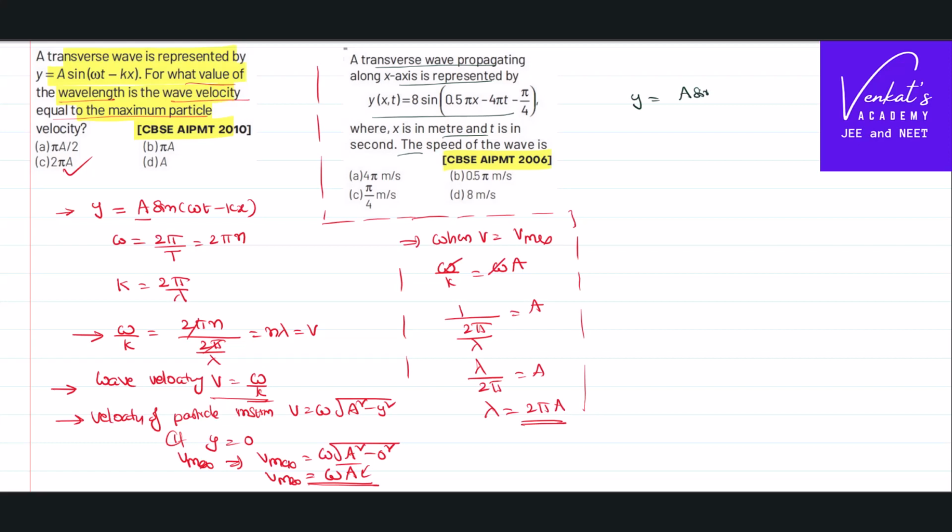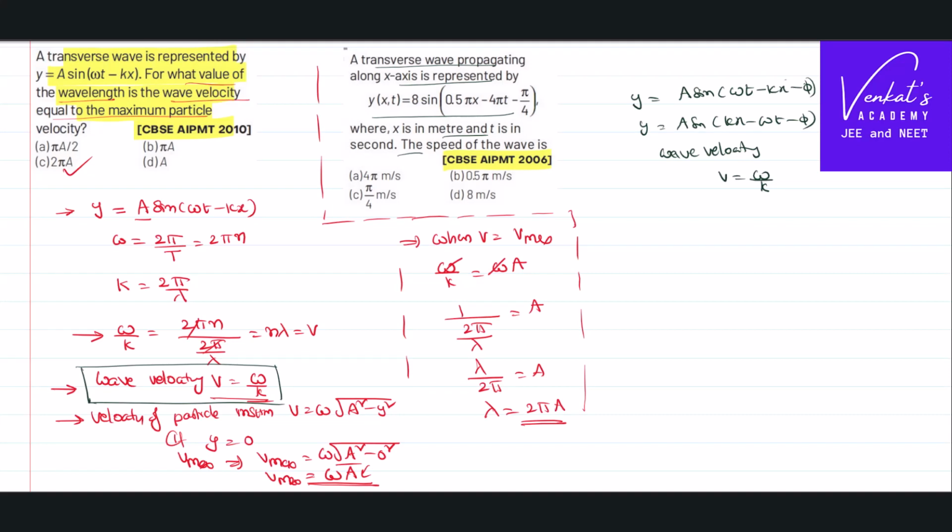y equals a sin(omega t minus kx) plus or minus some constant, some initial phase phi, is given. As we have already derived, the wave velocity v equals omega by k.